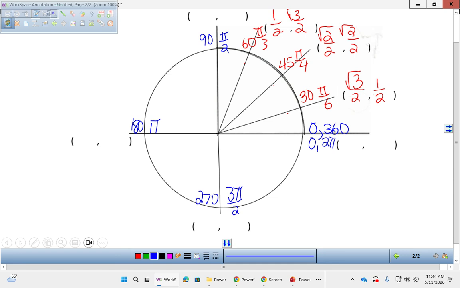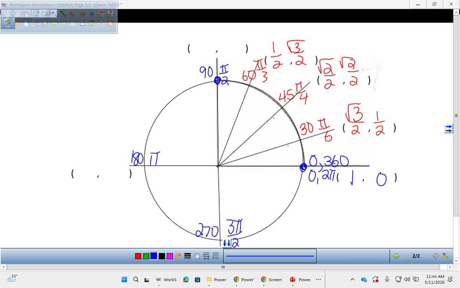We talked about how Friday, the coordinate point is right here. This point is going over the radius of the circle. And since it's a unit circle, the x value of that is 1. And this point is on the x-axis, which means it doesn't go up at all. So that coordinate point is 1, 0. This point right here is going up the radius of the circle, so the y value is the radius of the circle. It's not going left or right at all. The x value is 0.